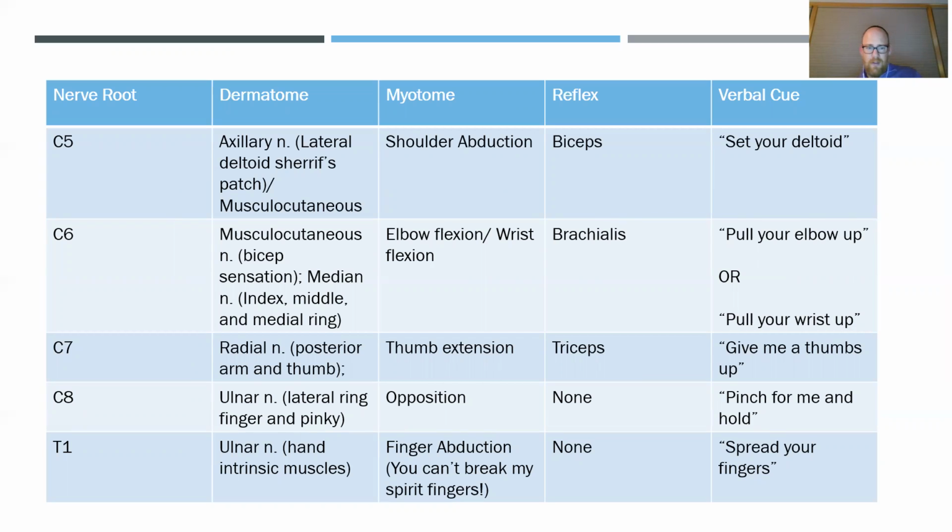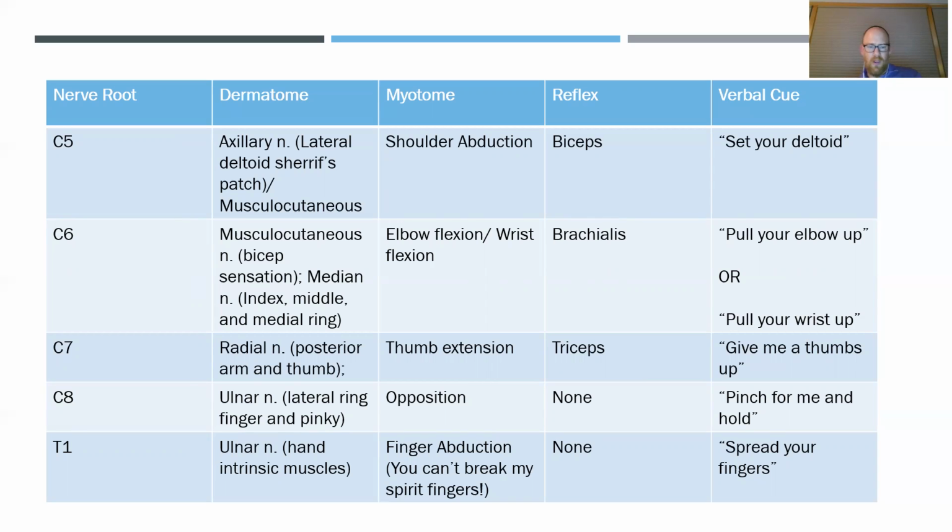C8. Ulnar nerve, ring finger and pinky. Dang it, I did it again. Sorry, you guys, I'll fix that. So medial ring finger, rather, and the pinky. The myotome is opposition. Right there, we're going to try to break that opposition. No reflex there, and our verbal cue is go ahead and pinch and hold for me. And then we test bilaterally for symmetry.